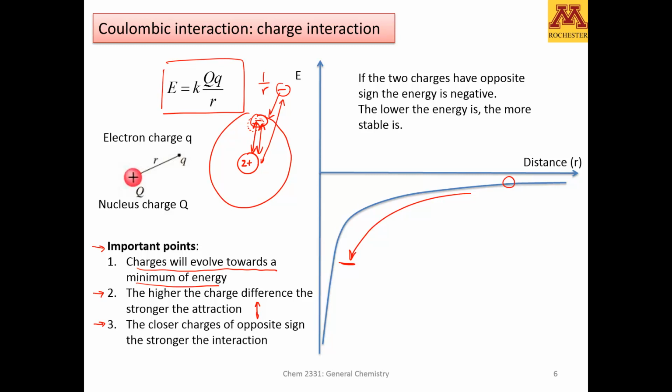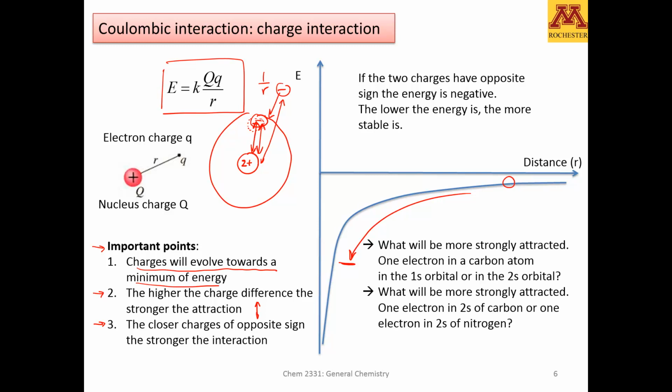Okay, so what does that have to do with chemistry? Let me give you just a couple of examples with a couple of questions. In this case, I'm asking, what will be more strongly attracted? One electron in a carbon atom in the 1s orbital or in the 2s orbital?